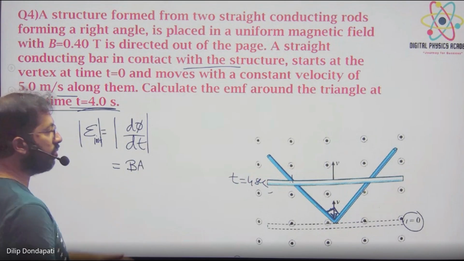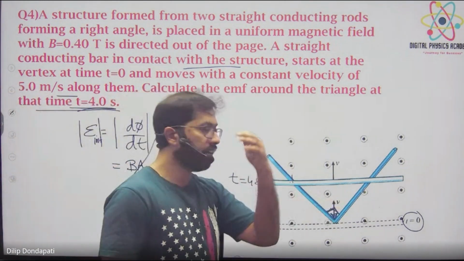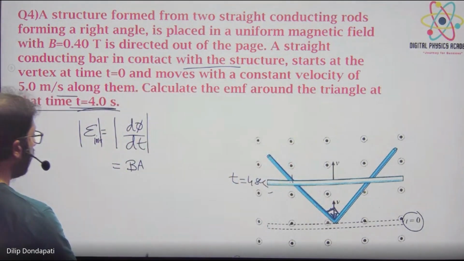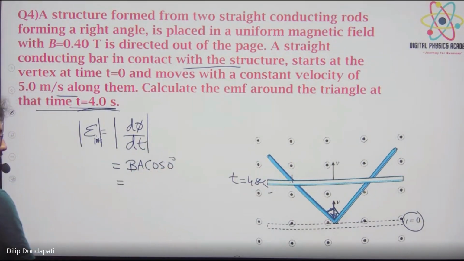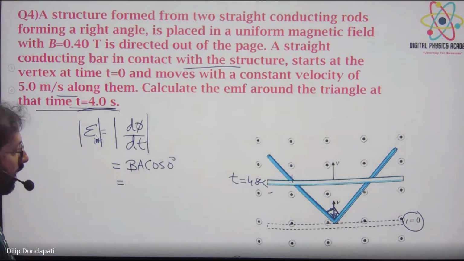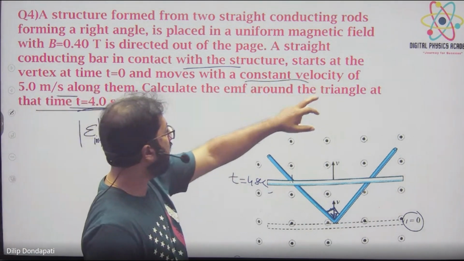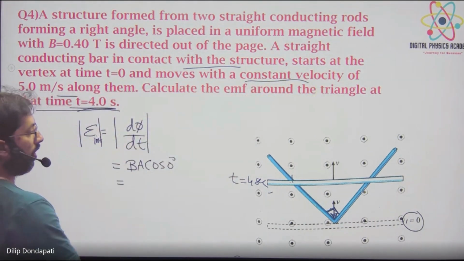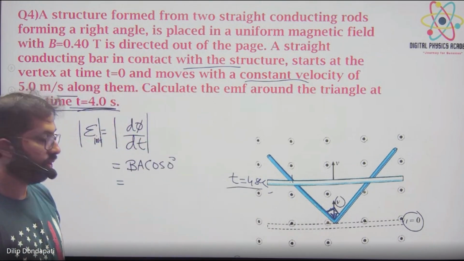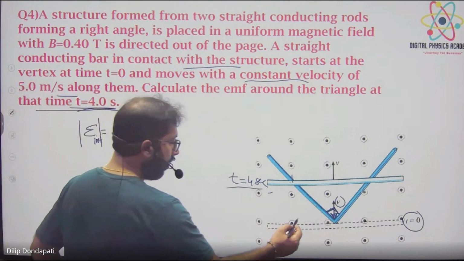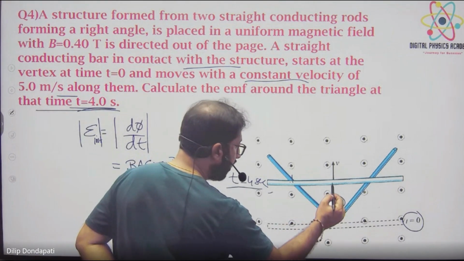Initially I am assuming the magnetic field and area vector are both in the same direction, angle is 0, cos 0. Okay, now the magnetic field is given, how will the area come? Area is important for us. We need area in terms of velocity and time. Velocity is given, time is also given, right? Suppose the distance from here to here is d.